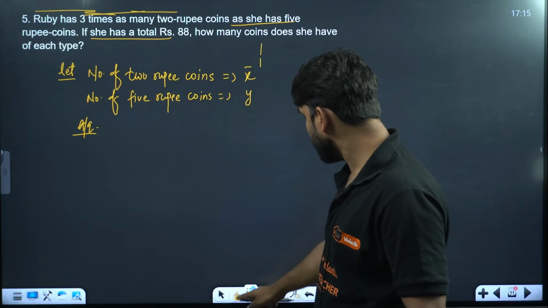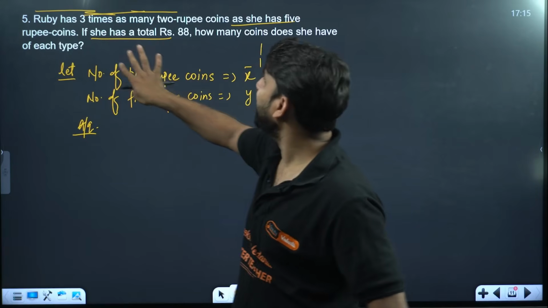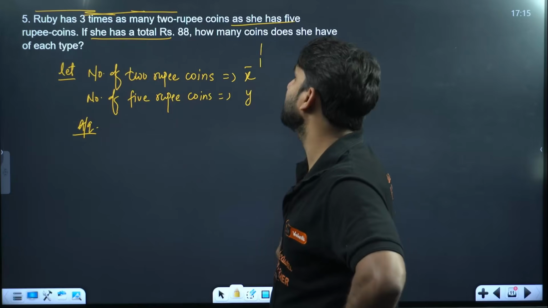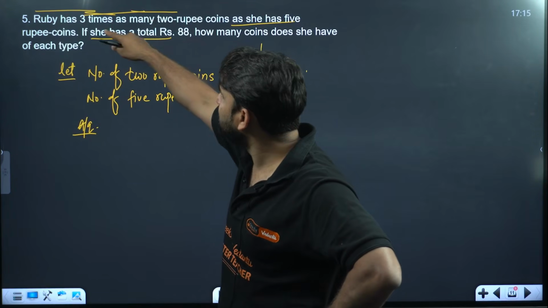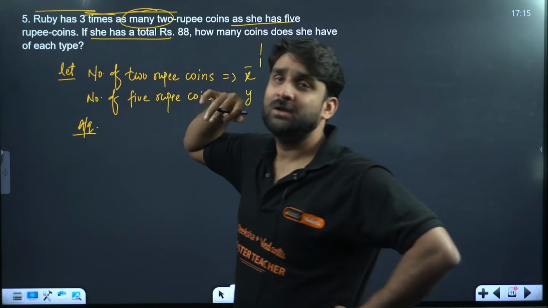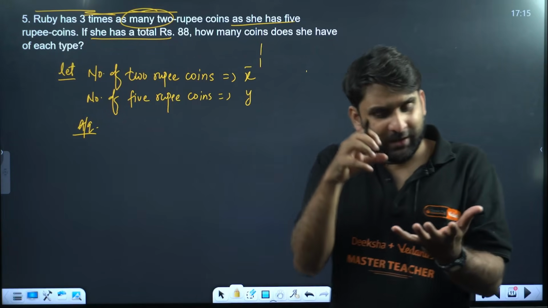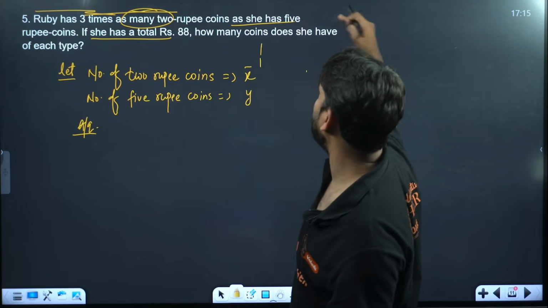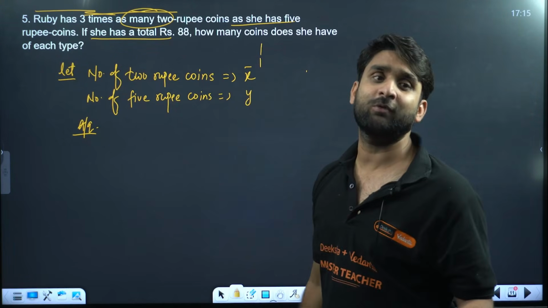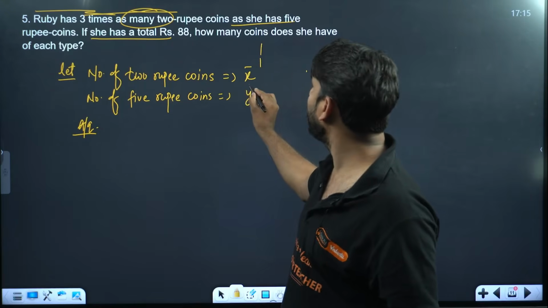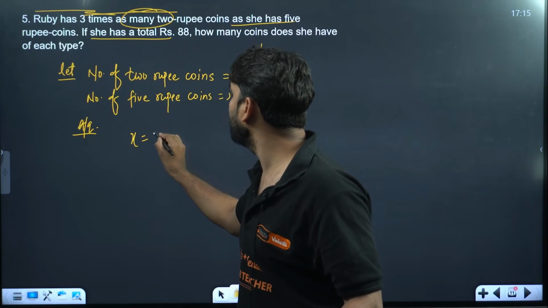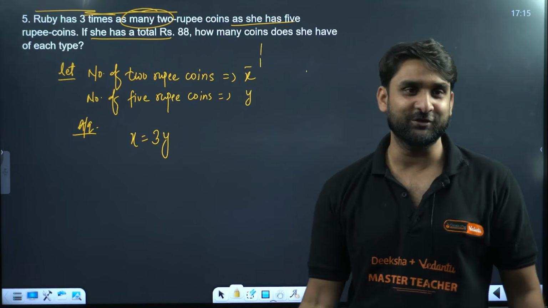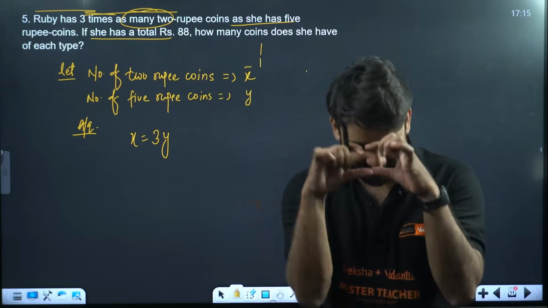So here, Ruby has 3 times as many 2 rupees coins as she has 5 rupees coins. Basically the number of 2 rupees coins she has is equal to 3 times the number of 5 rupee coins she has. So the number of 2 rupees coins x is equal to 3 times y. This is the scenario. I have already told you, the language is a little bit confusing. So my dear, whenever such a question comes up, read the question very carefully.